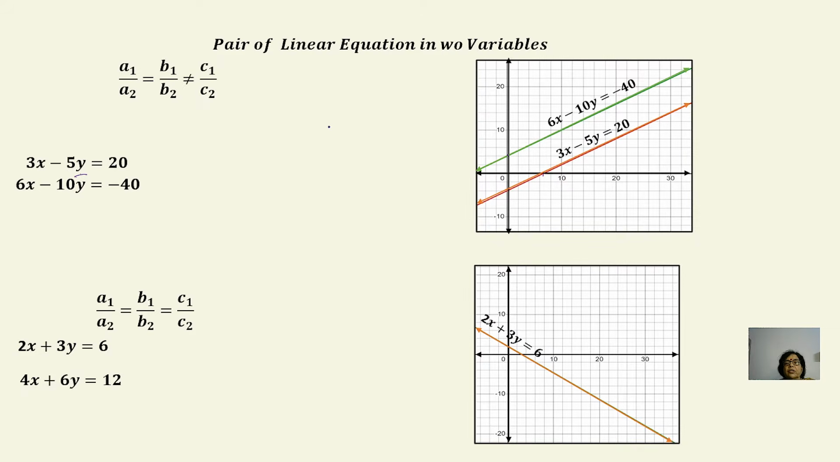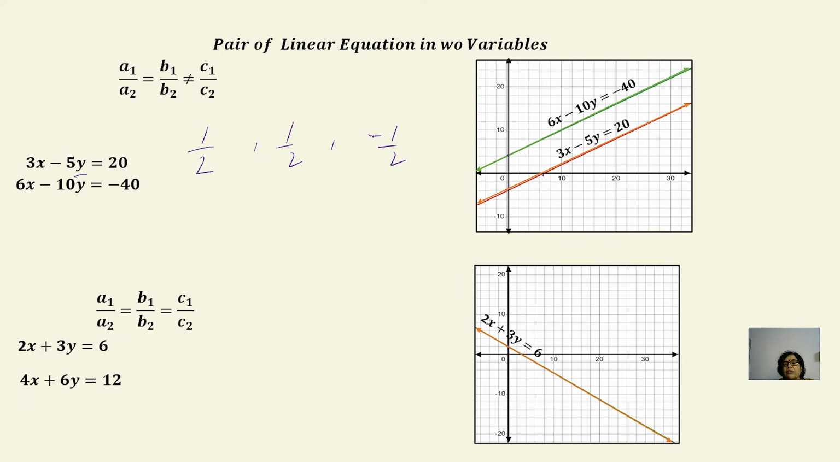The next case is when we come across the ratios and find that the first two ratios are equal, but the third one is unequal. In this case, we will always get a pair of parallel lines. They will never meet at any point, even if extended to infinity on either side. Here are two equations, just for understanding. a1 by a2 is 3 by 6, that is half. b1 by b2 is again half. c1 by c2 comes as minus half.